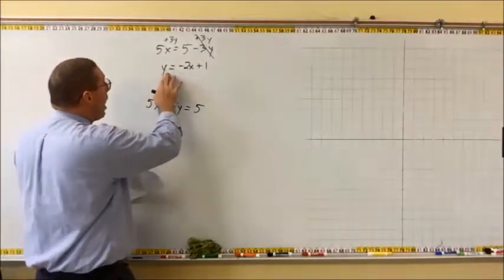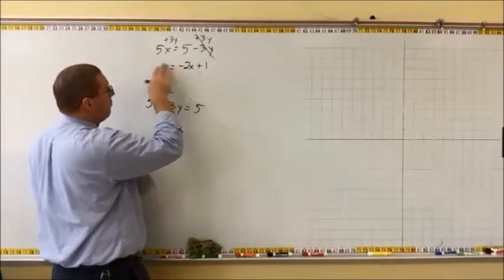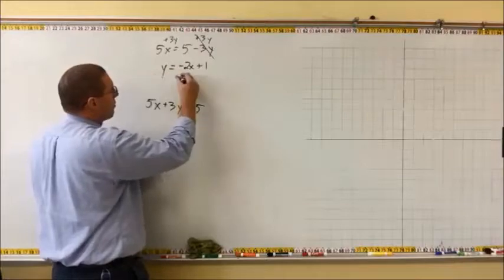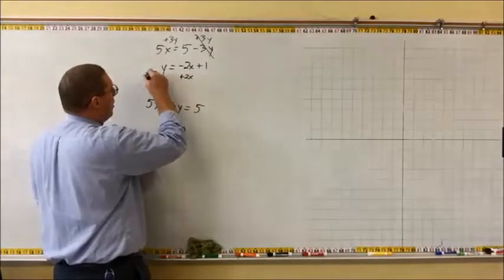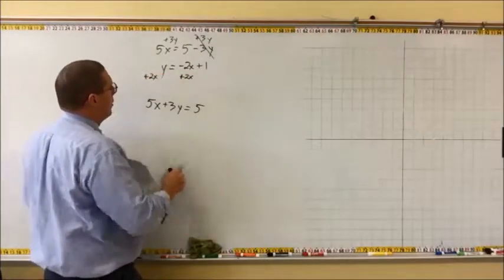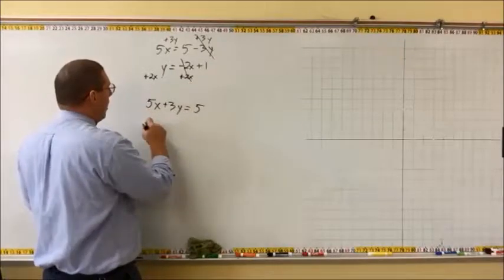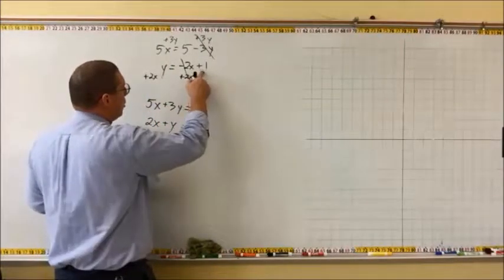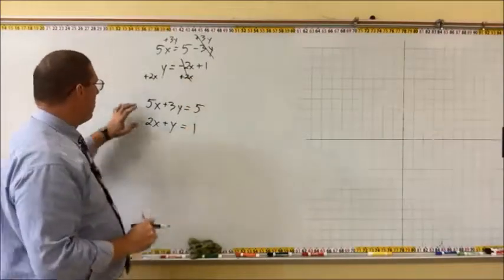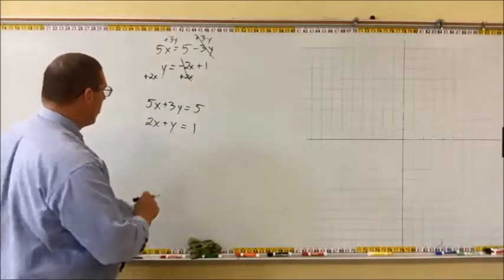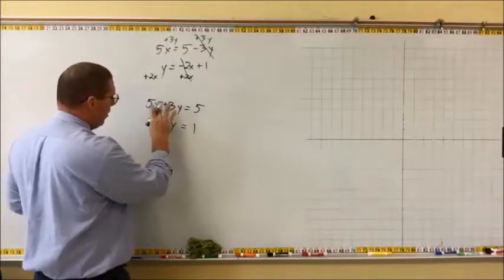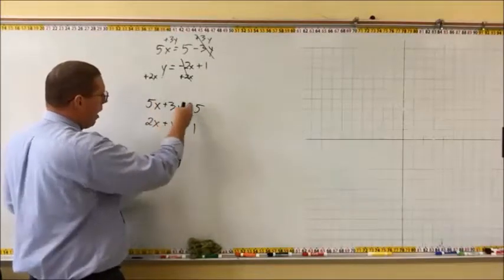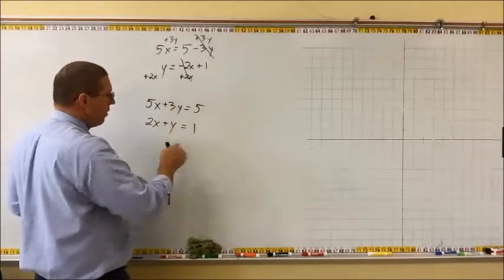On this one, the y is already in the right place. I need to move this negative 2x over here. So I need to add 2x here, add 2x here. That's going to cancel here, and I'm going to have 2x. This is already a positive y is equal to 1. Now, they're layered on top of each other: x's first, then the y's, then the equals, then the numbers.